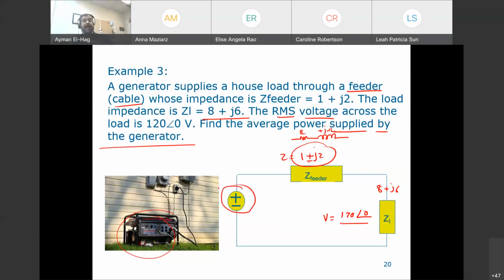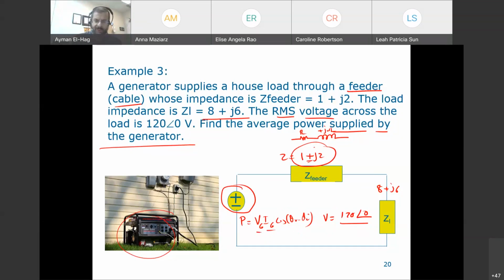We don't know anything. What is the power supplied by the generator? P is equal to V of the generator, I of the generator, cosine of theta V minus theta I. Because we have a combination of R and L, it has to be this formula. If everything is R only and we don't have any L, then this becomes equal to 1, so it becomes Vg times Ig. So I don't know Vg, I don't know Ig, I don't know anything at all about this question.